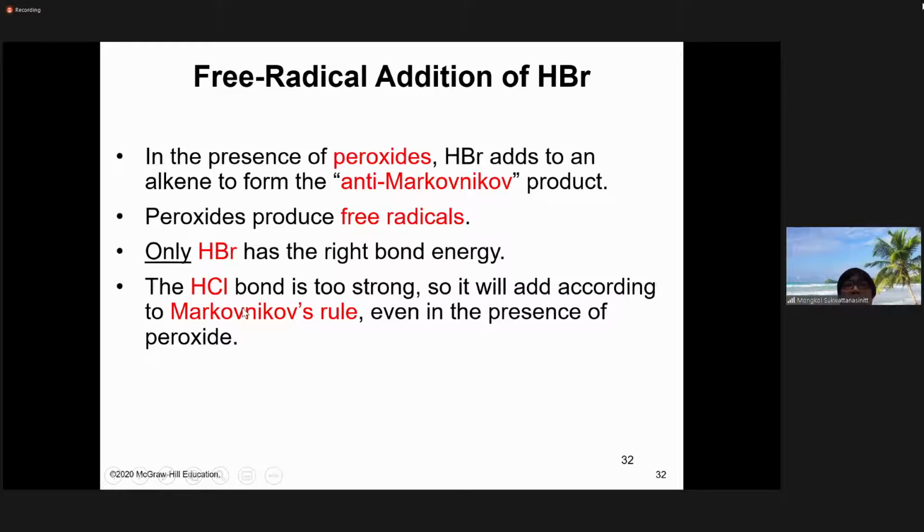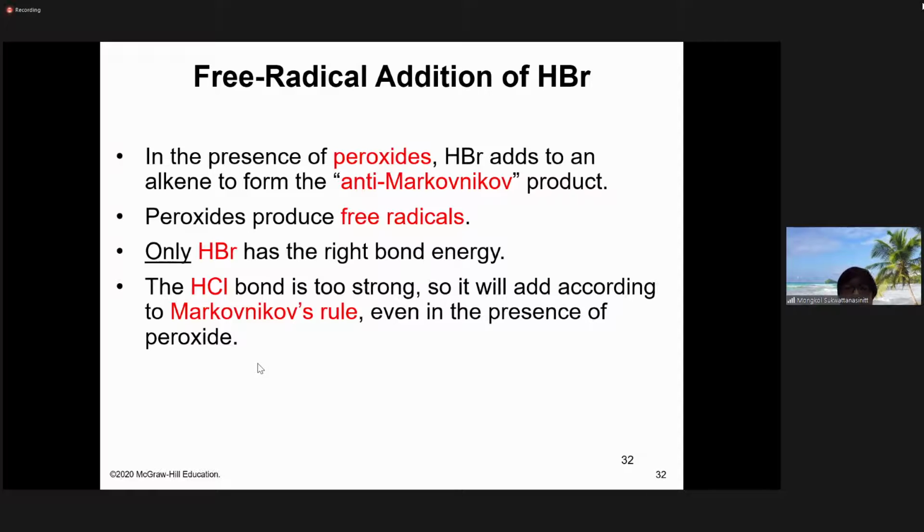It will undergo, according to the previous mechanism, the electrophilic addition, because the HCl bond is too strong, stronger than the HBr bond, and you will get the product according to Markovnikov rule. But if it goes through the free radical reaction, you get another type of product, which we call anti-Markovnikov, which we will see later: what is an anti-Markovnikov and how does it form.